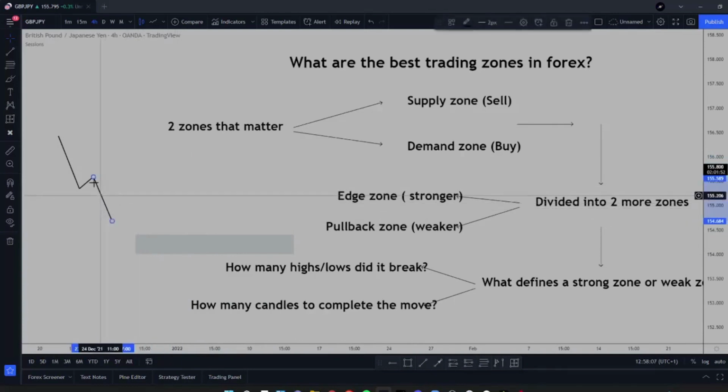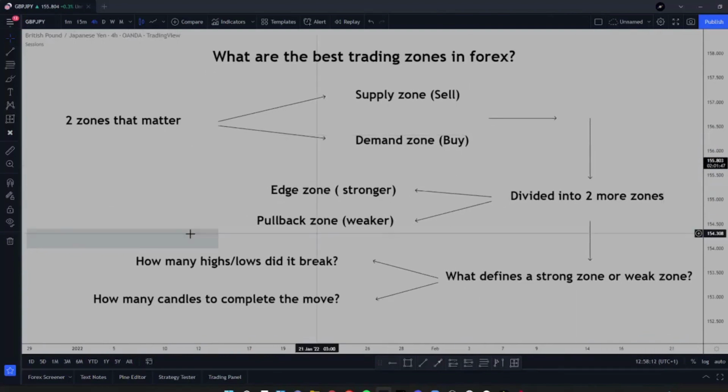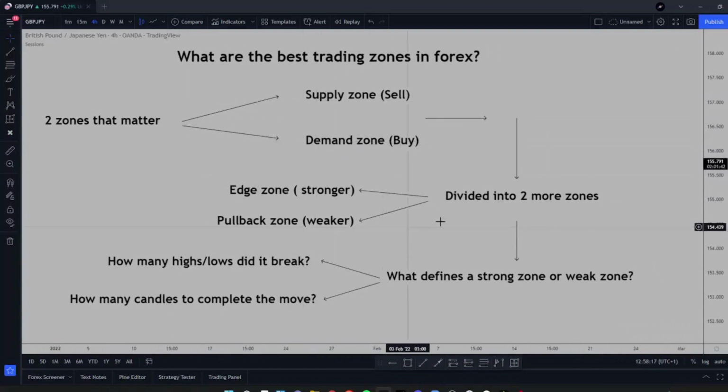Let me just remove all of this because I tried to make it visible for you. So this is what we need to focus on. There are only two zones that matter, supply and demand, which can be divided into an edge zone, the zone that started the whole move, and pullback zones, which are the zones in between. To understand if it's a strong or weak zone, you just need to ask yourself these two questions: how many highs or lows did it break, and how many candles did it take to complete the move? Screenshot it if you like, or pause the video, because I will remove everything and go to the live chart.